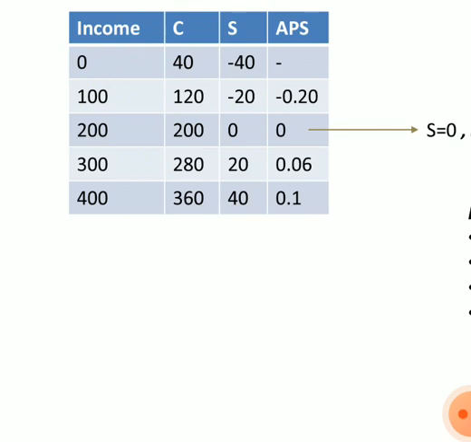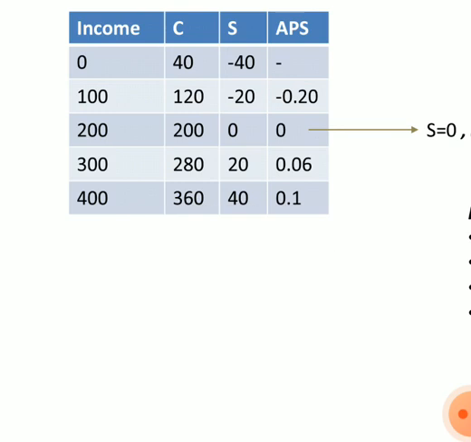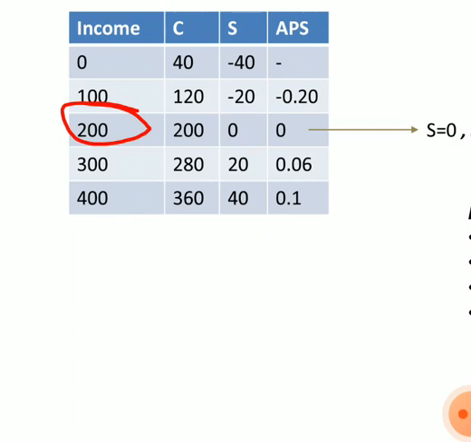So that 20 rupees extra we are getting from our savings. That's why in the first two levels our saving is negative. Okay, here our income is 200 and we are spending the exact amount of our income. So we have no money left to save, to put in our savings. So our savings will be 0.